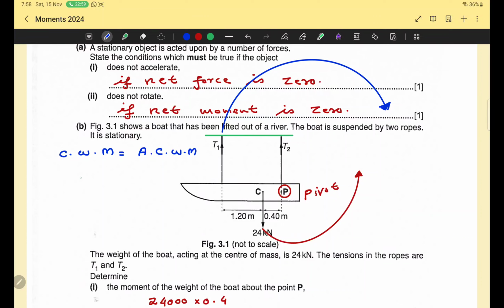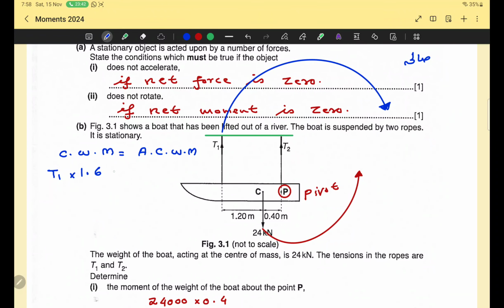Sir, clockwise moment is produced by tension number 1, and I am asking, son, I forgot the name. Son, the new student, what is your name? Yes, yes, son, if I ask you what is the distance of T1 from the pivot, 1.20, you are wrong. Okay, think about it. So it makes 1.6.